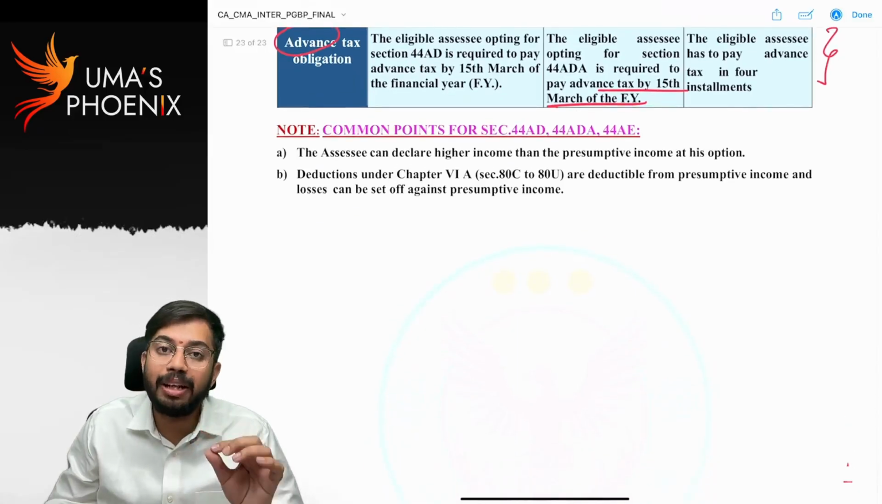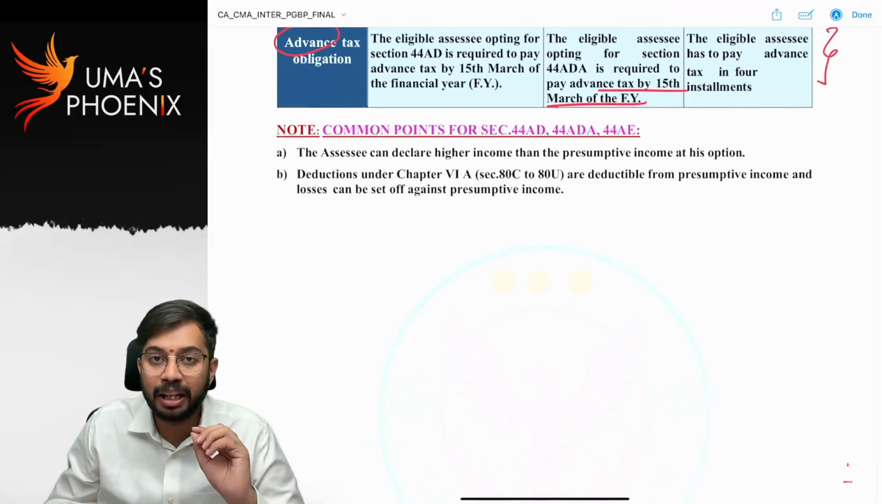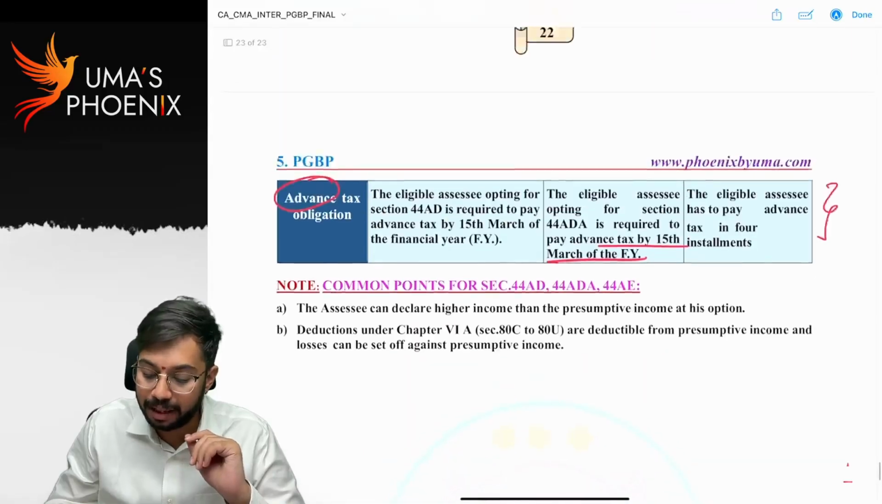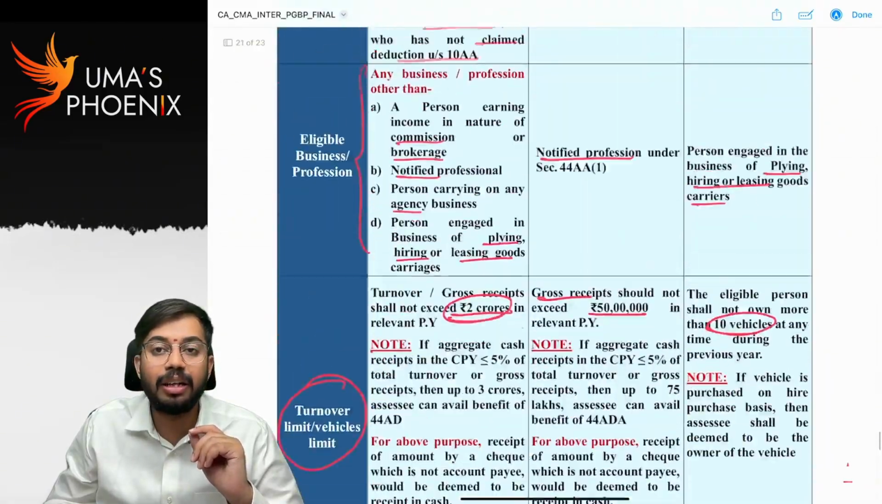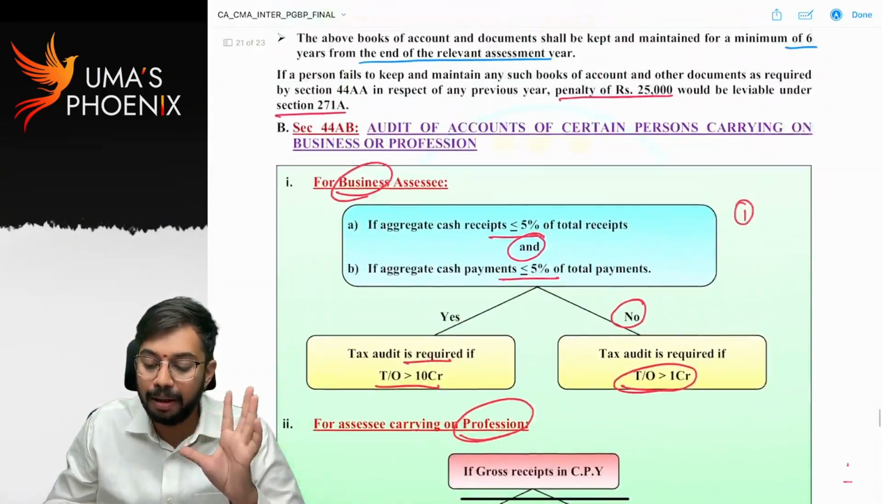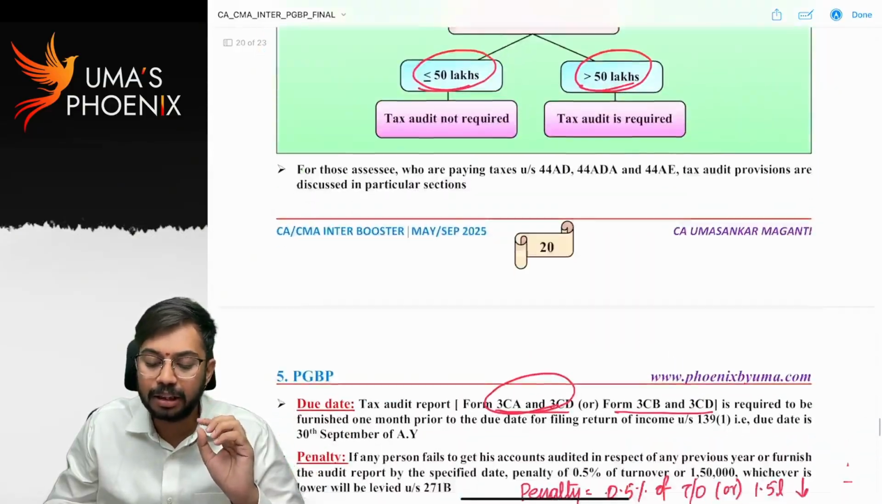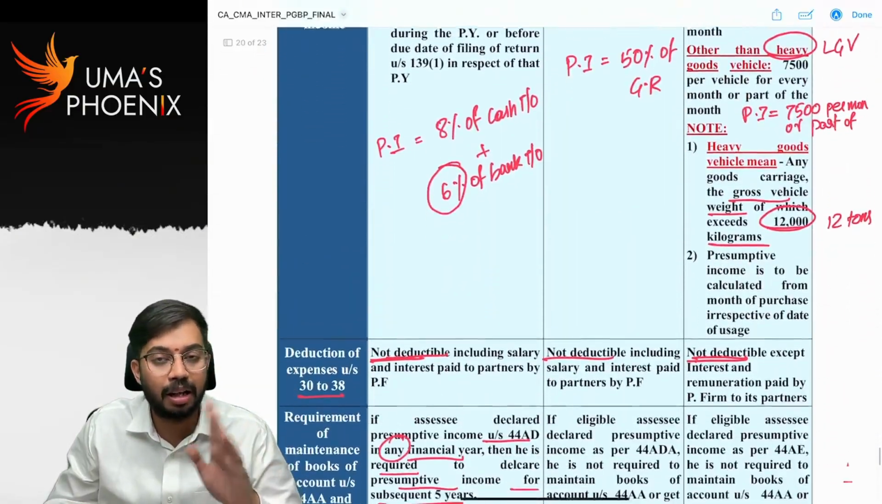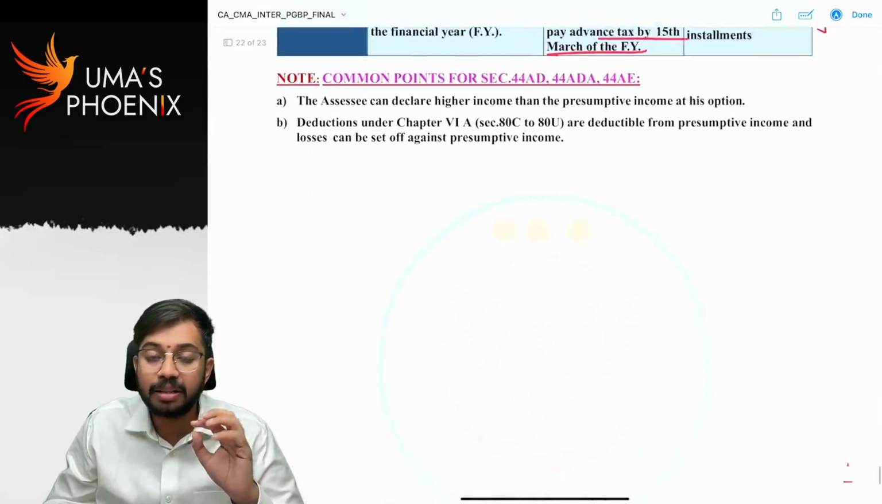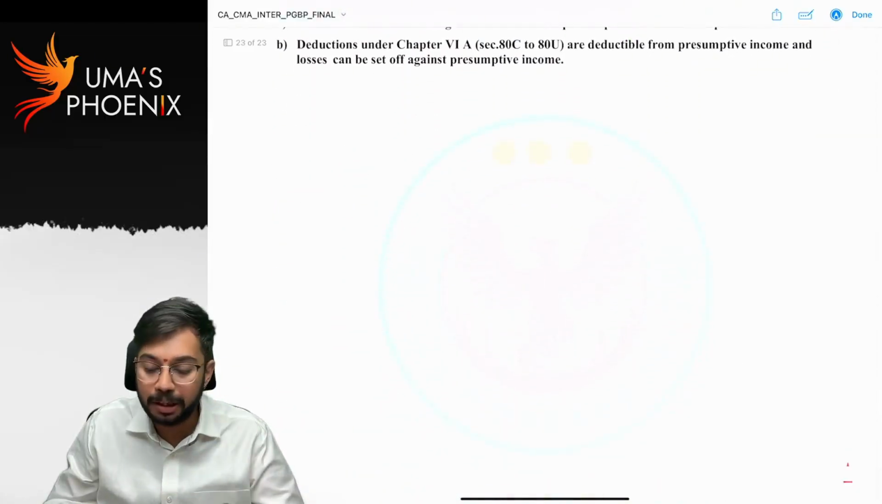And from presumptive income, you can reduce chapter 6A deductions. And if there are any losses, even losses are eligible to be set off against presumptive income. With this, we came to the conclusion of the biggest chapter, PGBP. One small thing, the depreciation concept, I will do. Please revise PGBP as many times as possible, very, very important.